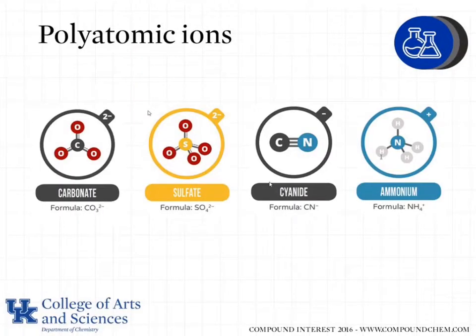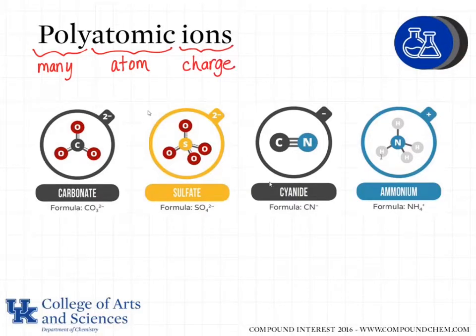When we look at polyatomic ions, we can break this down as well. Poly means many, atomic means atom, and ions means charge. So in this case, we have many atoms together with a charge, and these function as a group. Here are a few examples shown. Notice that we have multiple atoms together, and overall that group of atoms has a charge.